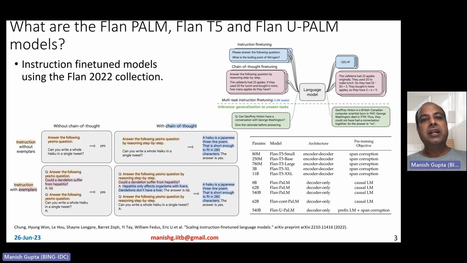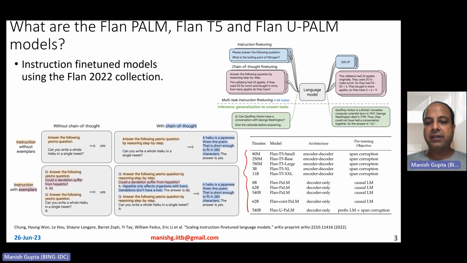OK. So now let's talk about what are the Flan PaLM, Flan T5, and Flan UPaLM models. Well, at the outset, they are instruction fine-tuned models using the Flan 2022 collection that I talked about on the previous slide. So Flan PaLM has been instruction fine-tuned on the PaLM models, Flan T5 on the T5 kind of models. As you can see, they actually fine-tuned models of different sizes.